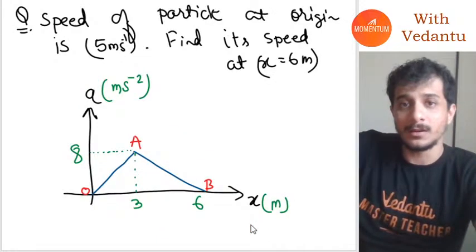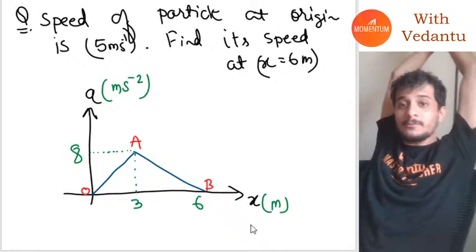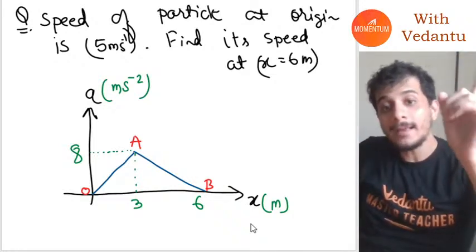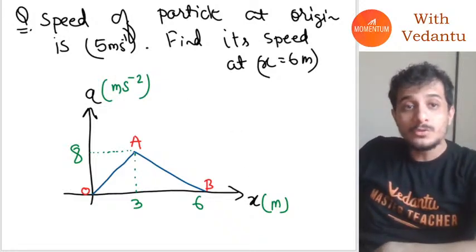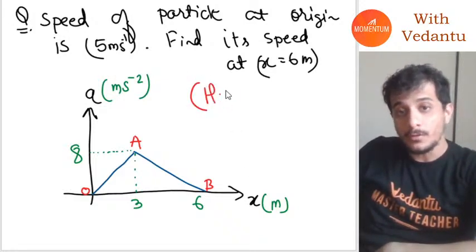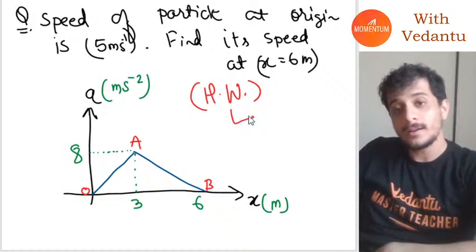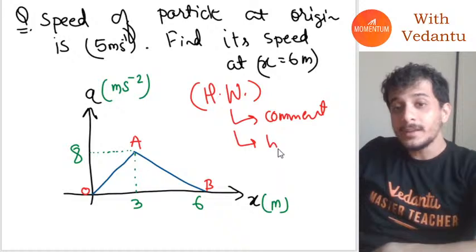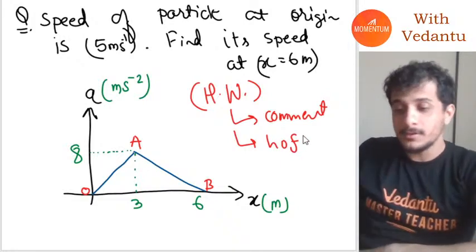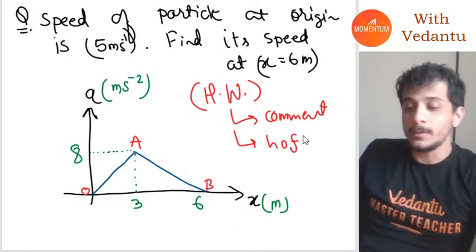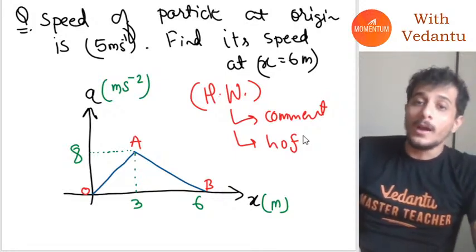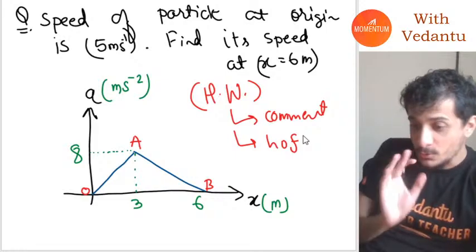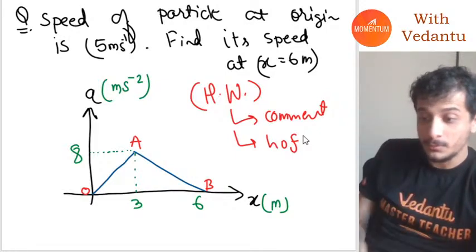Very simple question. The speed of the particle at origin is 5 meters per second. You have to find its speed at x equal to 6 meters. Now, guys, I want you to do this question as homework and write down the answer in the comment section. I will take your name if you answer first. That person will go into the Hall of Fame. You know what to do; you should be able to do this.